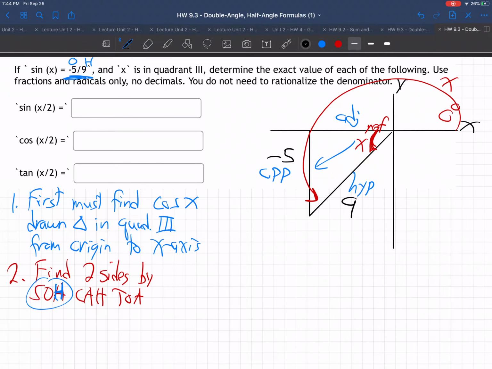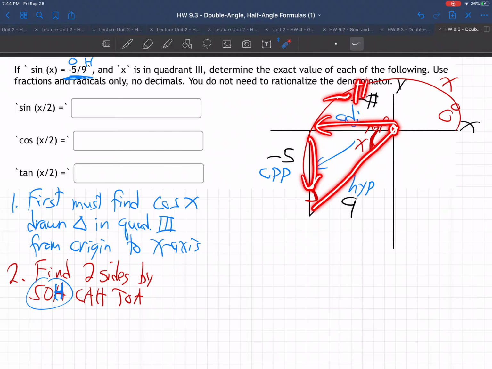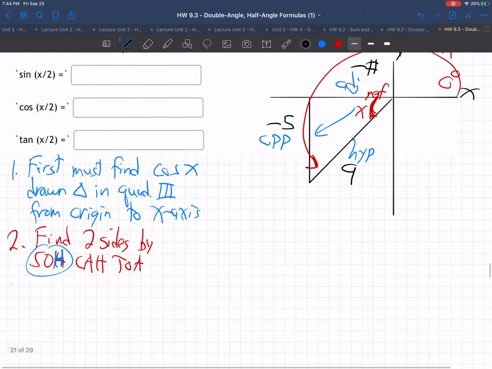And by the way, this adjacent is going to be a negative number. Let me just stick in the sign right now so we don't forget later. Remember how the signs work? From the origin, to get to this angle, you've got to go back and you've got to go down. Back is negative, and down is negative as well. Back and down. Okay, so we got that done.